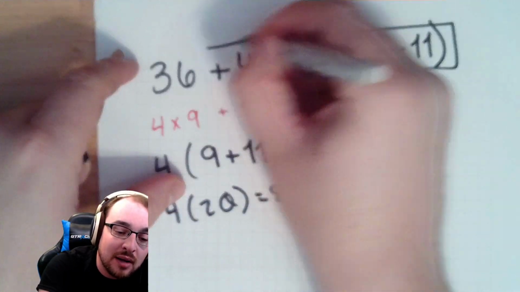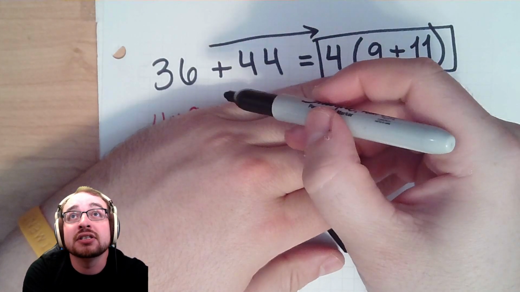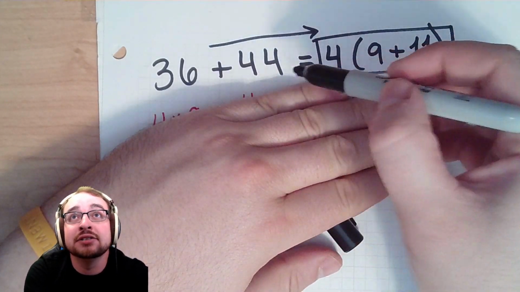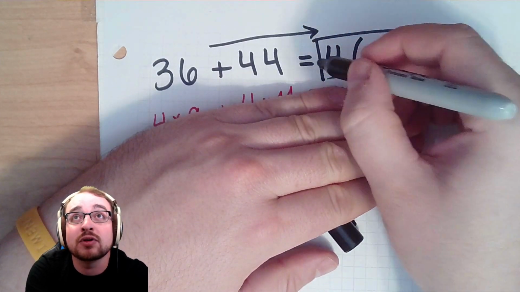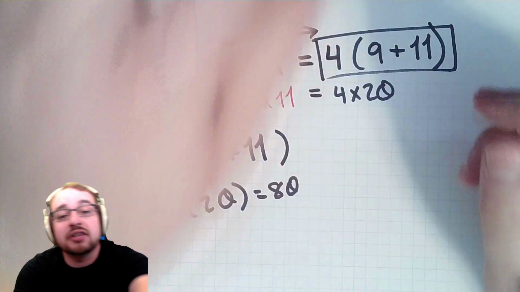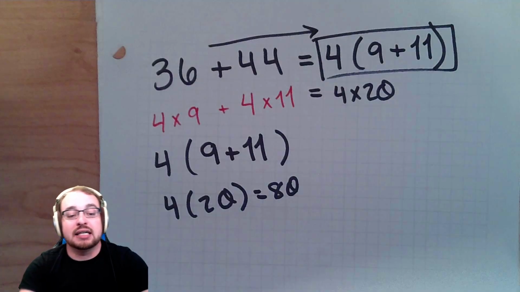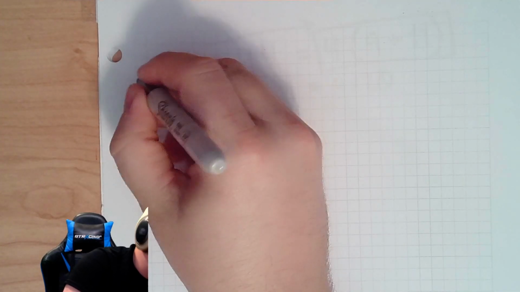So turning this problem into this is what we're trying to do here. Changing these 2 different terms into 4 times something. So technically all one term, right? 4 times something, whatever 9 plus 11 is. This is a super, super important technique, factoring out or pulling out.